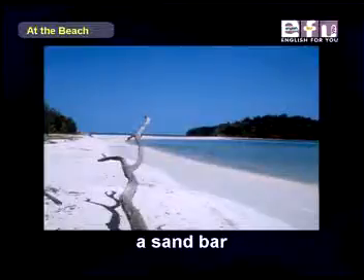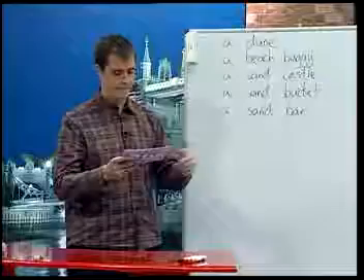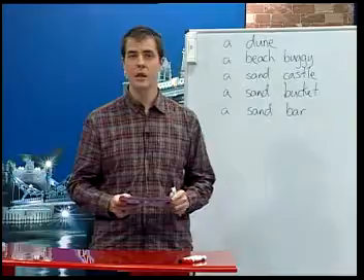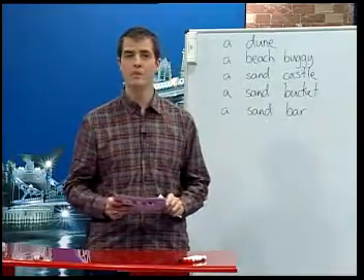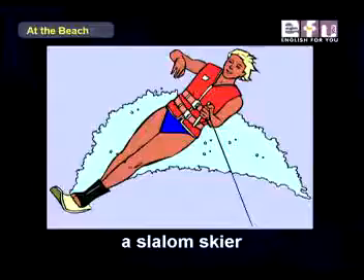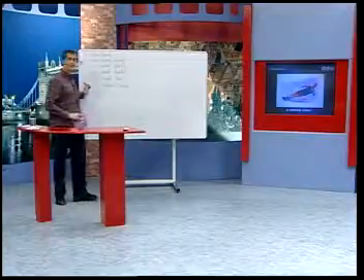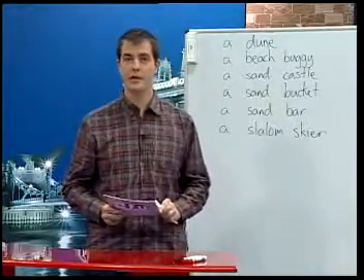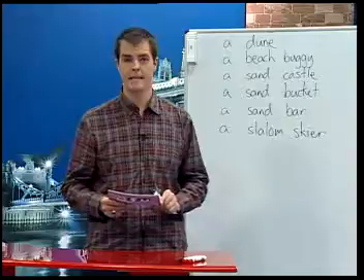Okay, next we have a sand bar. Now a sand bar is a long pile of sand in the ocean formed by movement of the water. So it's in the ocean. Okay, a slalom skier. A slalom skier is a person who can water ski using only one ski.